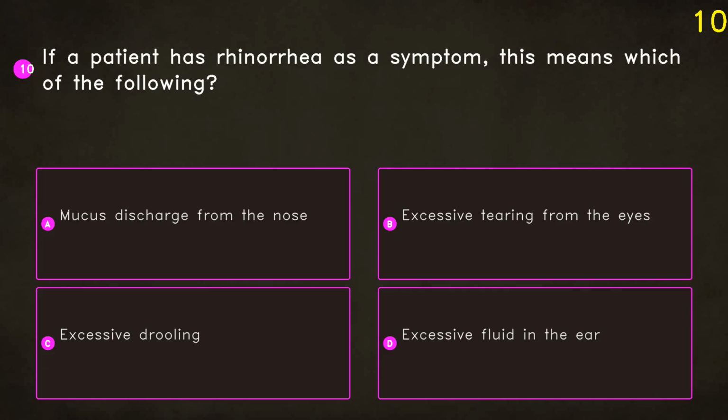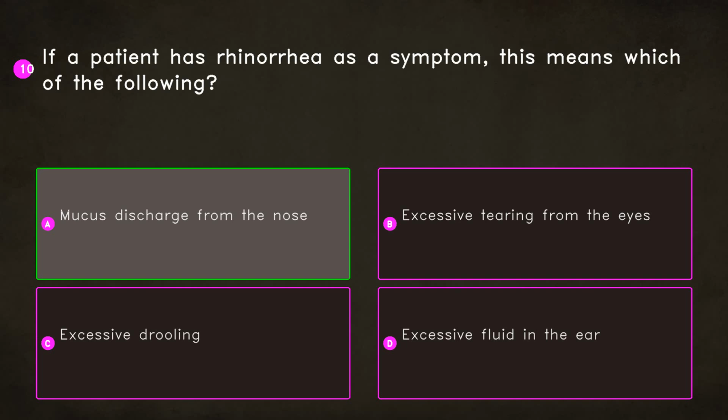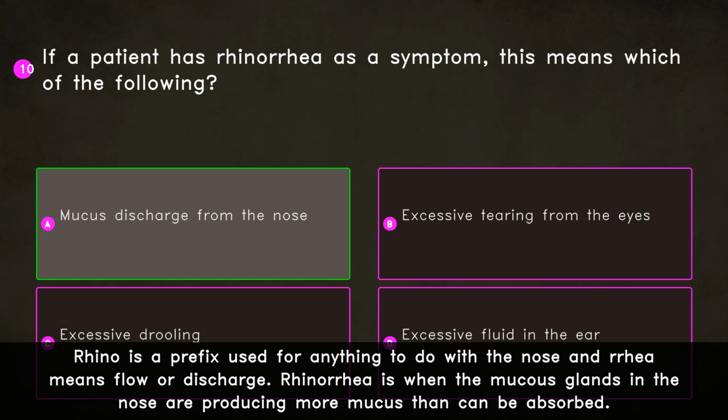Question 10. If a patient has rhinorrhea as a symptom, this means which of the following? A. Mucus discharge from the nose. B. Excessive tearing from the eyes. C. Excessive drooling. D. Excessive fluid in the ear. The correct answer is mucus discharge from the nose. Rhino is a prefix used for anything to do with the nose, and rhea means flow or discharge. Rhinorrhea is when the mucus glands in the nose are producing more mucus than can be absorbed.